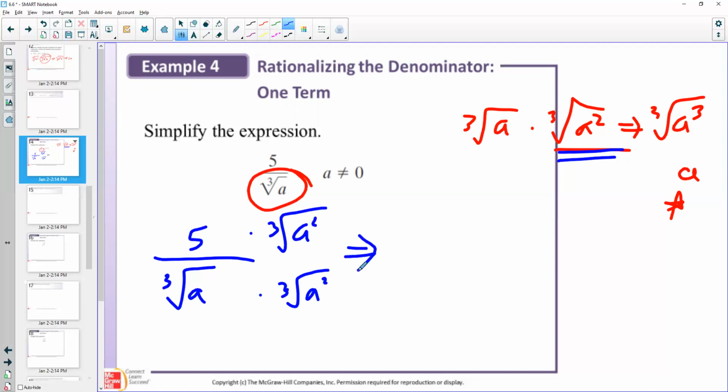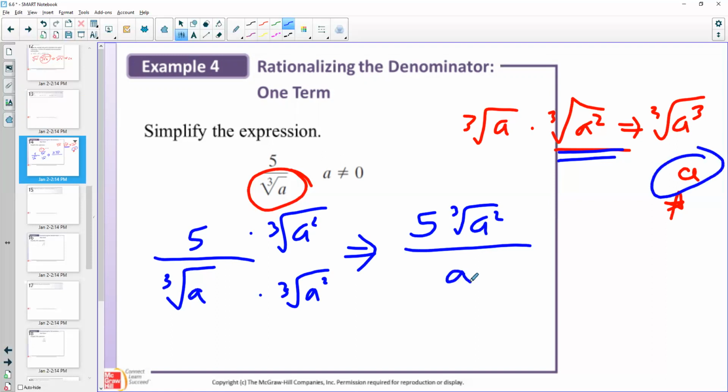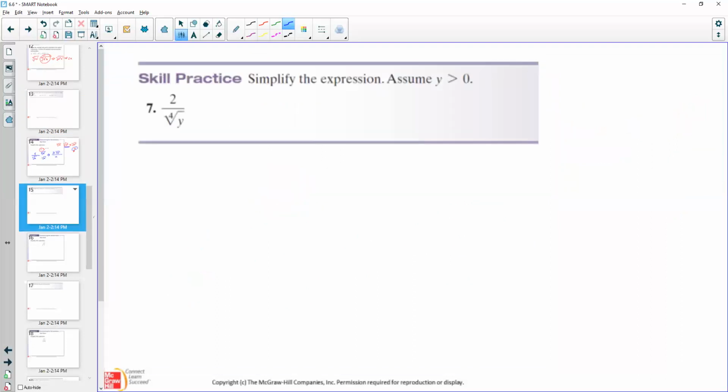So what that means is I get 5 times the cube root of a squared on the top. On the bottom, I know cube root of a times cube root of a squared gets me a. So now it's what we call rationalized. There are no radicals in the denominator. Okay? That's the rule. So let's try this one.